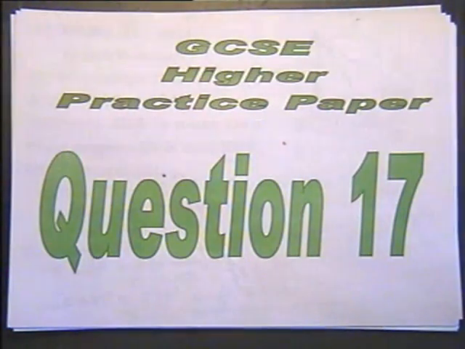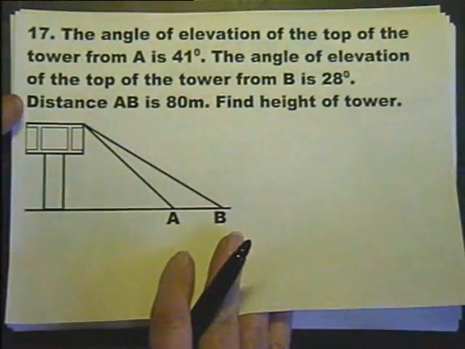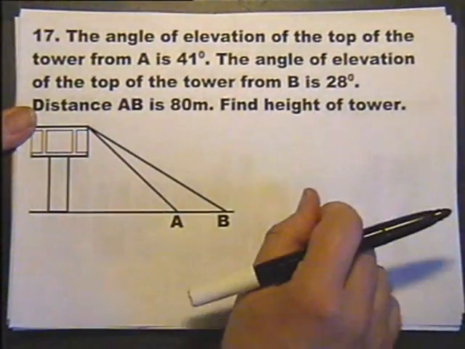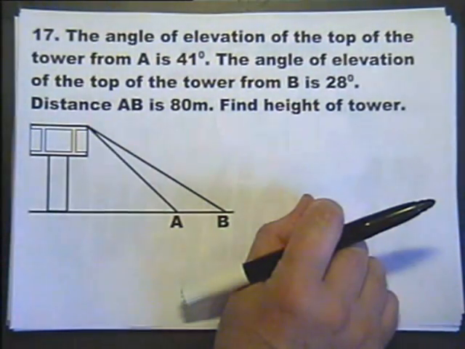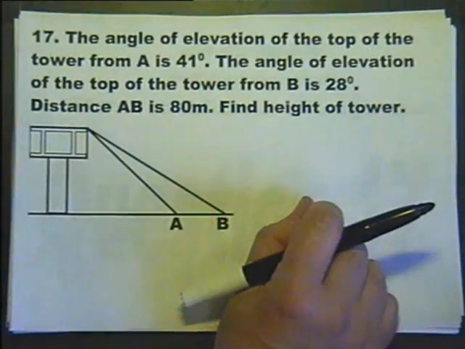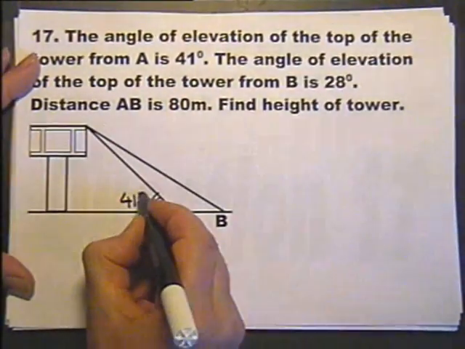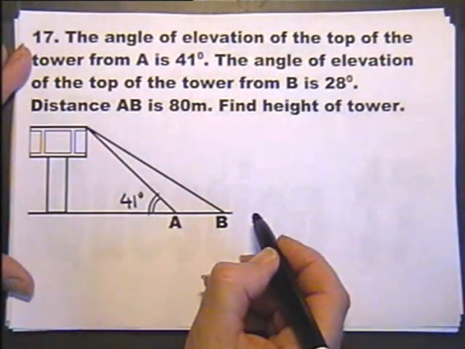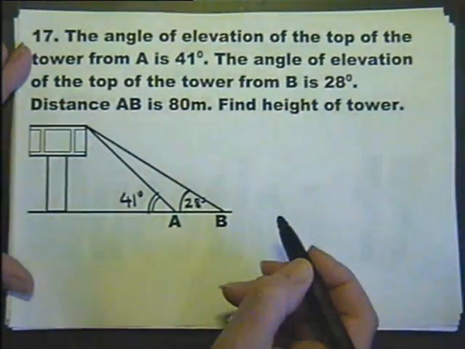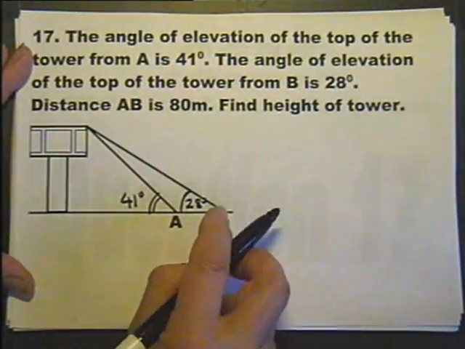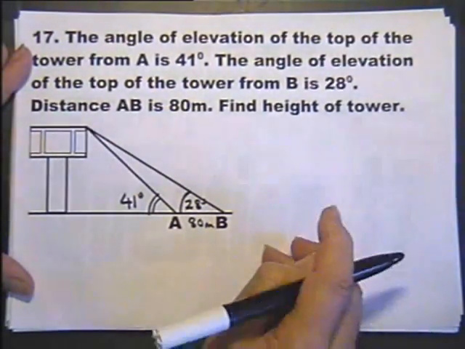GCSE Higher Practice Paper 5B, question number 17, the last question on this paper and the last question on this set of practice papers. The angle of elevation of the top of the tower from A is 41 degrees. The angle of elevation of the top of the tower from B is 28 degrees. The distance from A to B is 80 meters. Find the height of the tower.